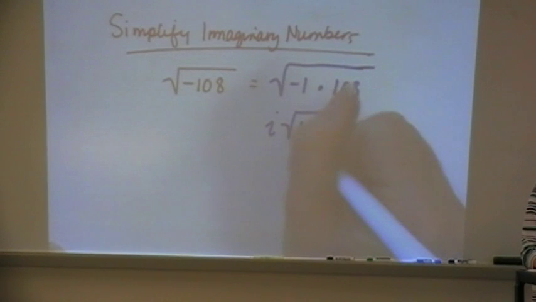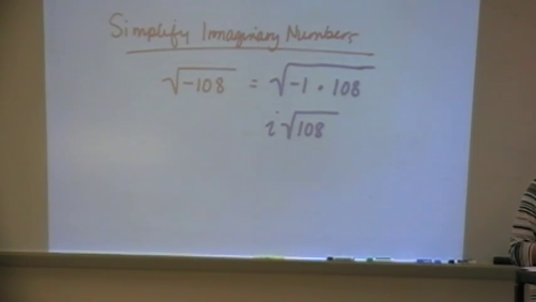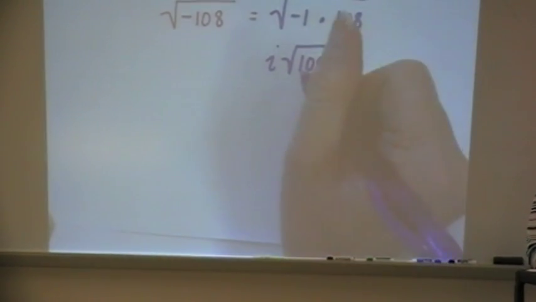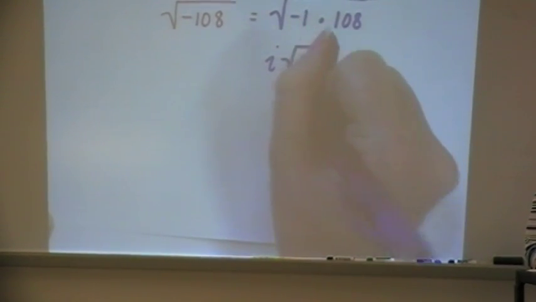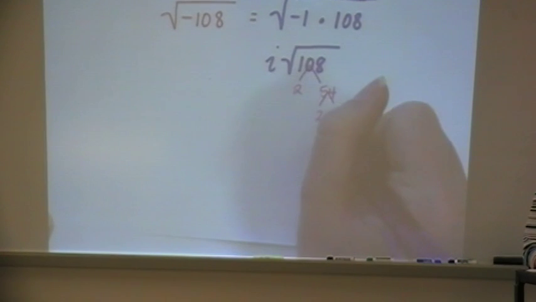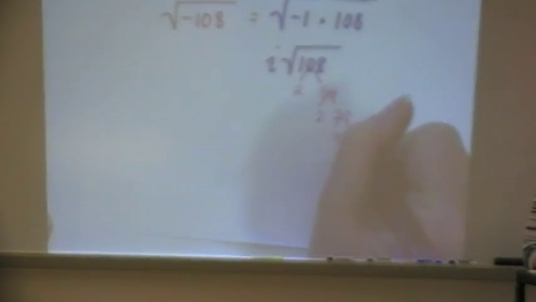And then I have to take the square root of 108. Well, 108 is not a perfect square. It does, however, break down. So I'm going to break it down: 2 and 54, 2 and 27, 3 and 9, 3 and 3.